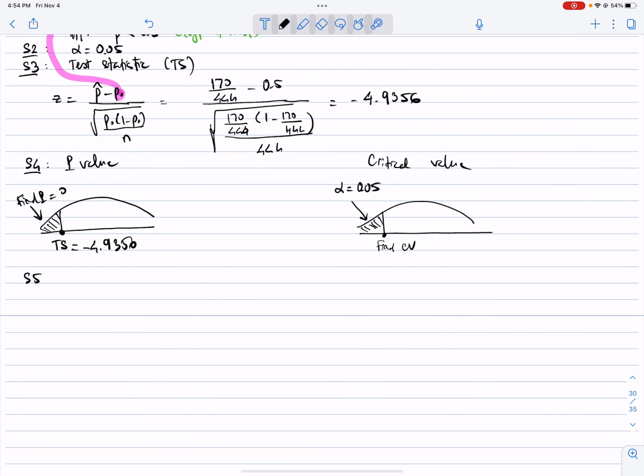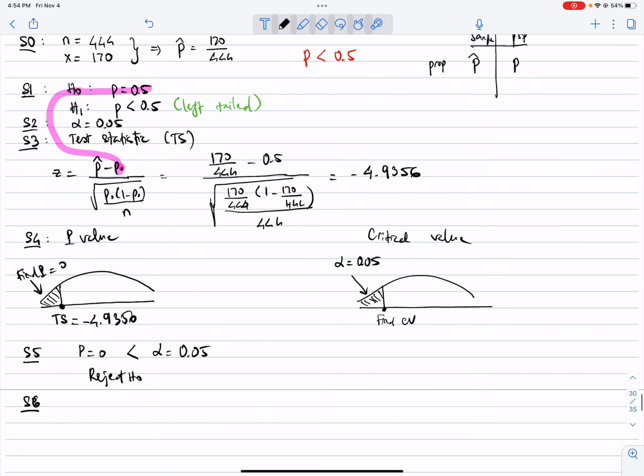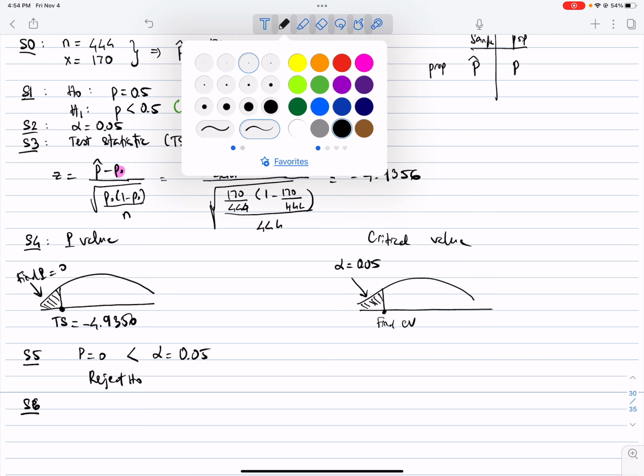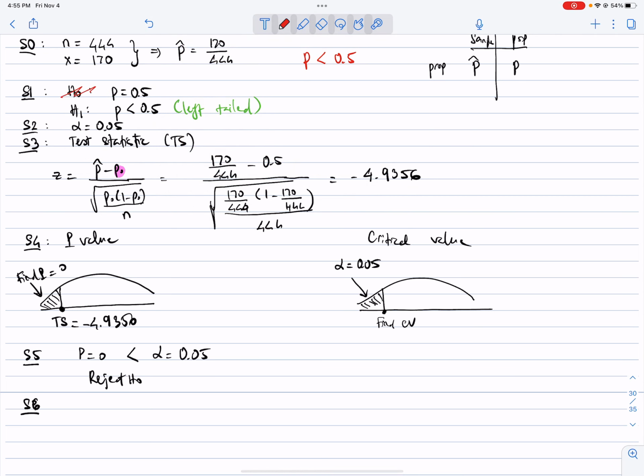So step number 5, we compare the p-value and alpha. The p-value is 0 and alpha is 0.05, so alpha is bigger. So if p is less than alpha, we reject the null. And step number 6, if you reject the null, now you go back to step 1. If you reject the null, that means the null is gone because it's wrong, so we have to remove it. You only have this statement left.